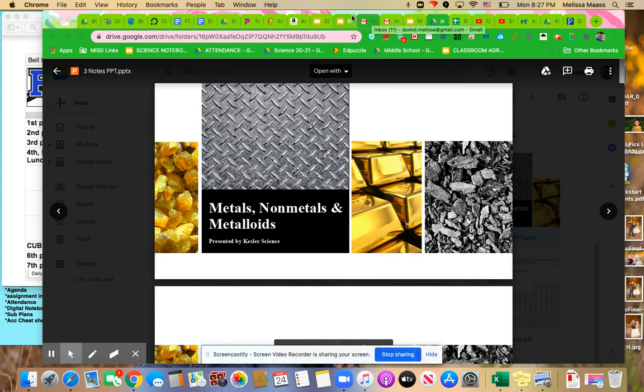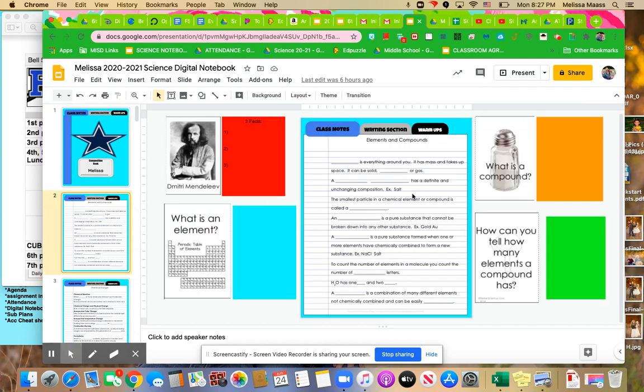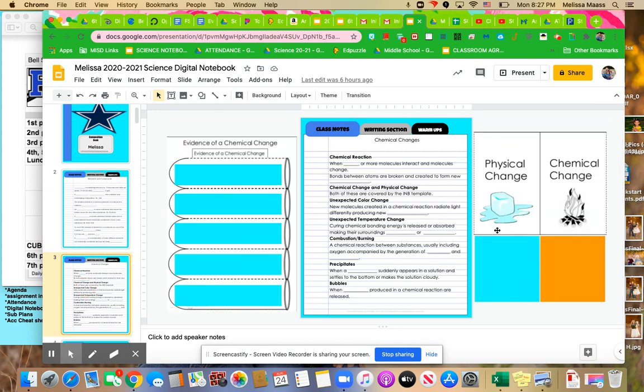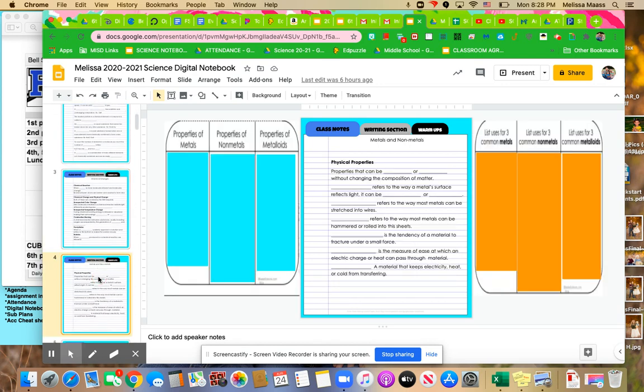What I want to remind you to do is, in your digital notebook, you should have the whole section done on elements and compounds. You should have physical and chemical changes done. And then you should be moving into this section. If you notice, you're going to have some fill in the blanks, and you can rewatch this video whenever, because this is a lot of vocab.